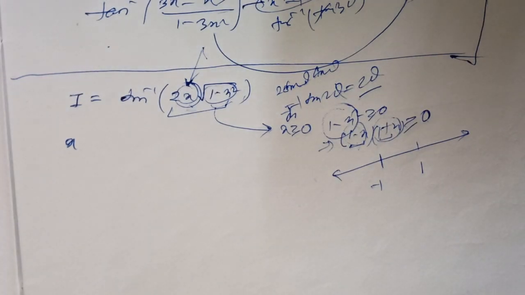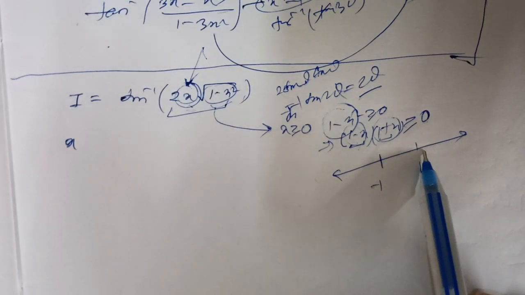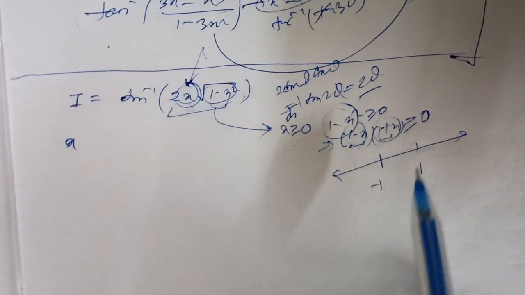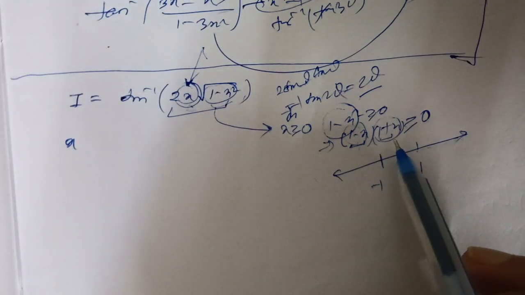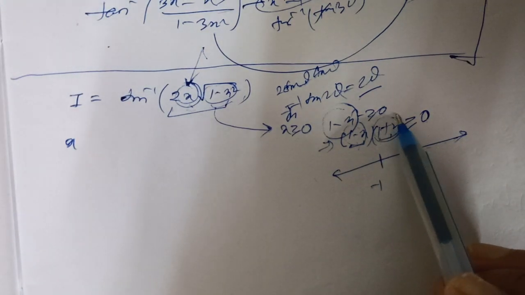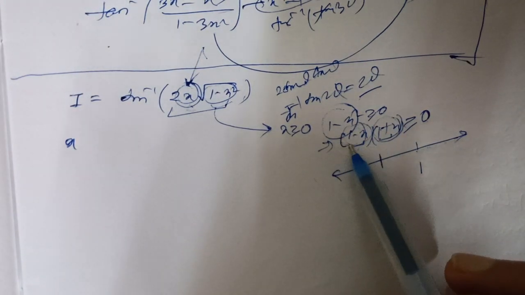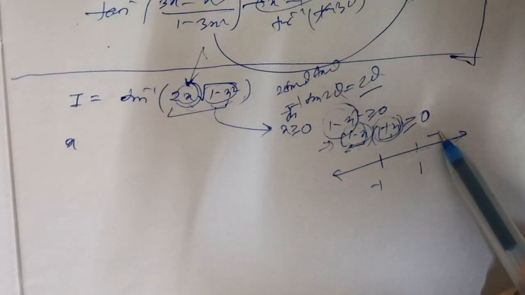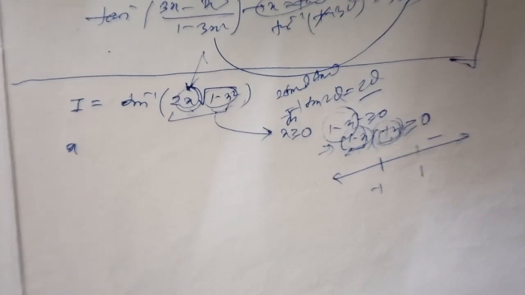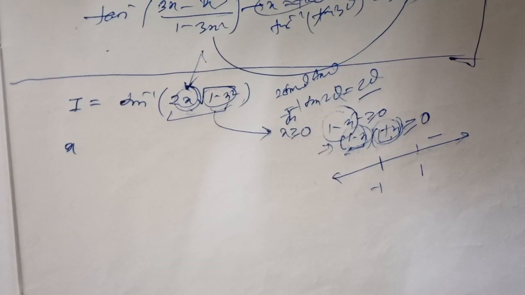Now the thing is, you have to check if the value is more than 1, is this value going to be positive or negative? If the value is more than 1, this is going to be positive, and this you can clearly see is going to be negative. Therefore after 1, the value is going to be negative. Okay, let me see if it is visible.